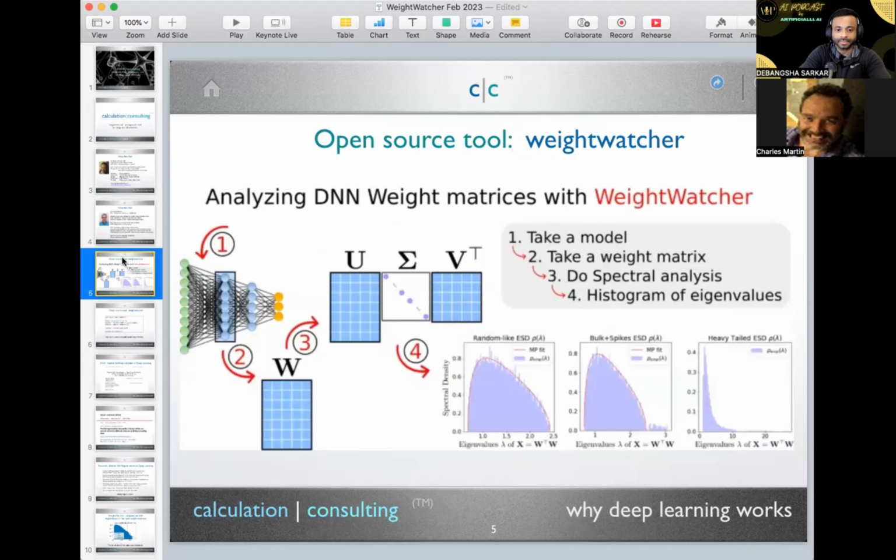tool. WeightWatcher is an open source tool that allows you to analyze and diagnose problems in a deep neural network simply by looking at the weight matrix. So we don't need any data. There's no training data, no test data. Simply by looking at the correlation structure of the weight matrix, we can learn how well a model is performing. Specifically, we can tell: is the layer well trained? Is it underfit? Is it overfit? Does it have anomalies? So this acts like a data-free diagnostic tool for deep learning.